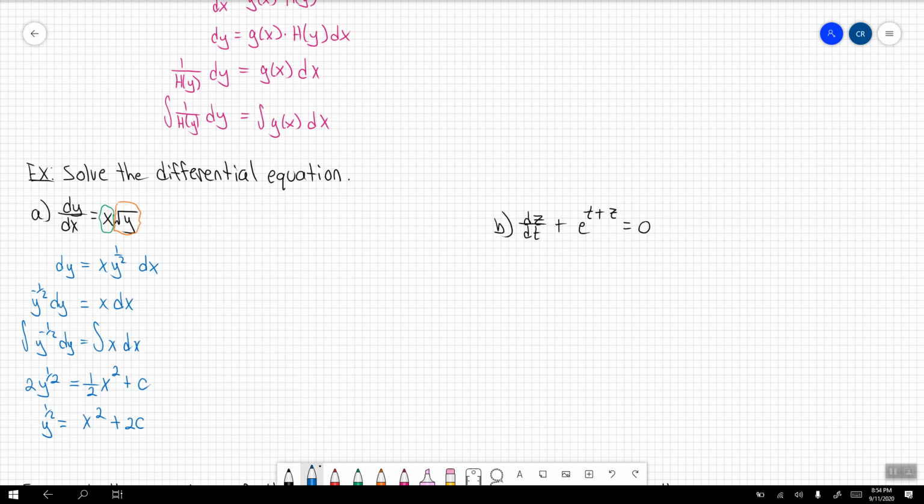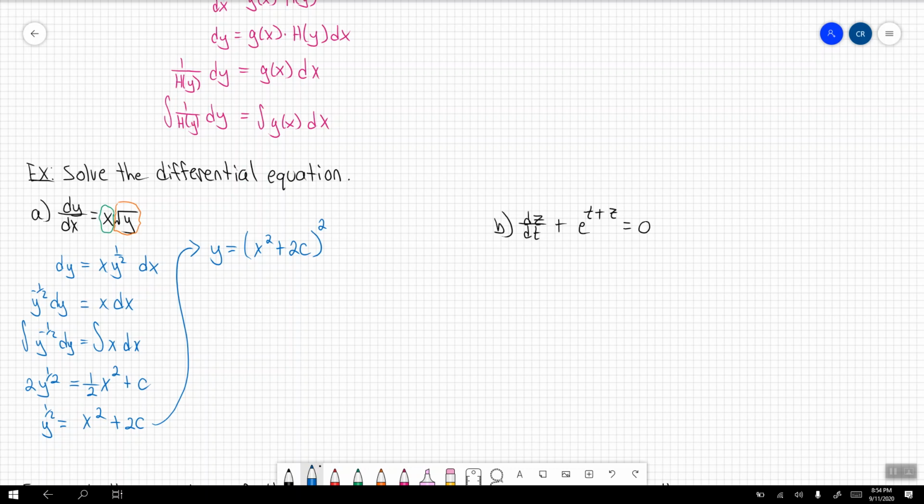Alright, good so far? Let's keep going. In order to solve, we square both sides. So I'm going to square both sides. Oops, excuse me, not y squared. I square both sides to now get me x squared plus 2c to the power of 2.